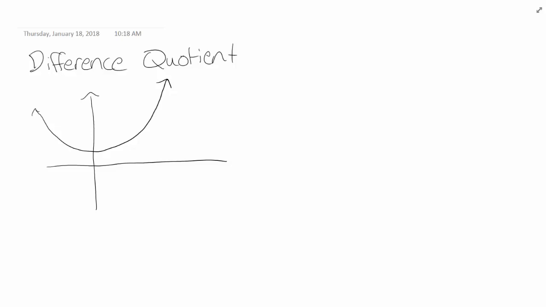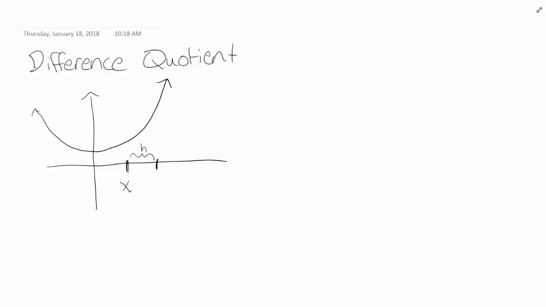Let's talk about the difference quotient. So here's where the difference quotient comes from. Let's say you had some function, and let's say we want to talk about the average rate of change from some point here, let's say x, to just a little bit over. And let's say the distance you move over is a distance of h.